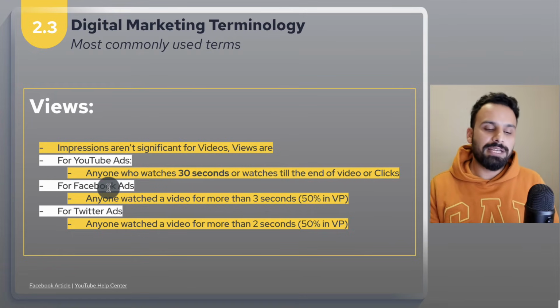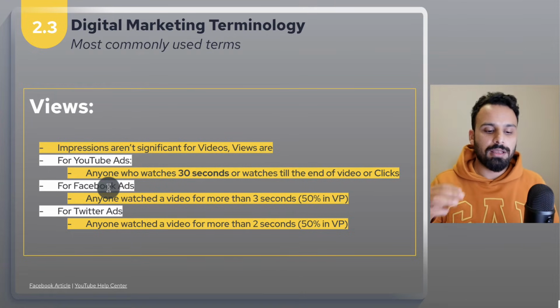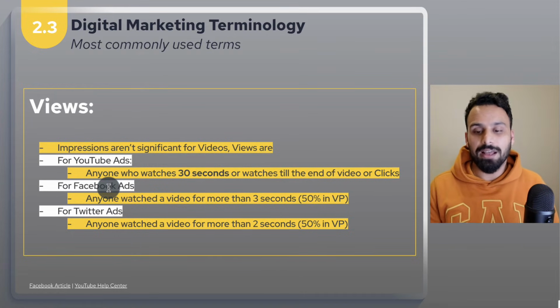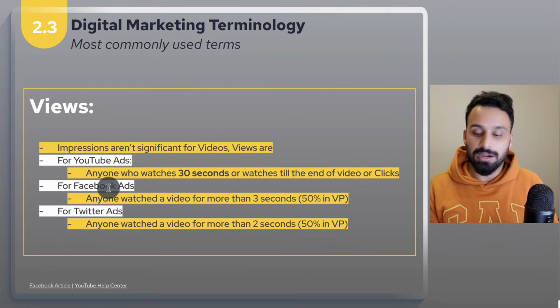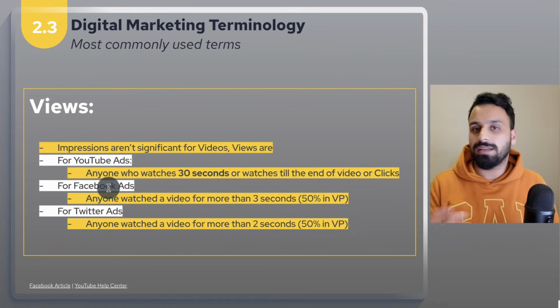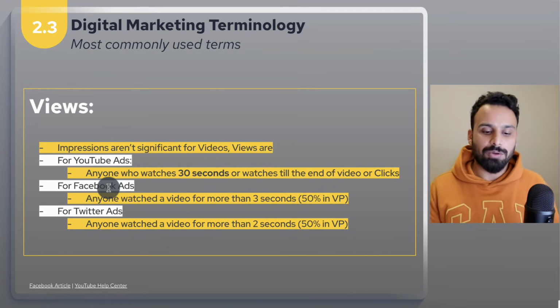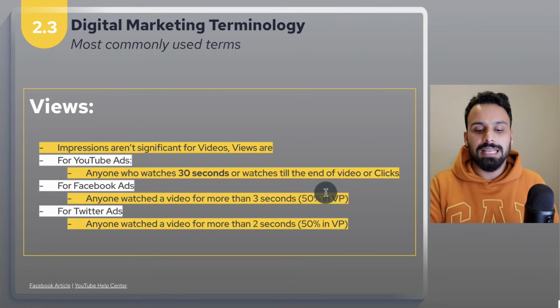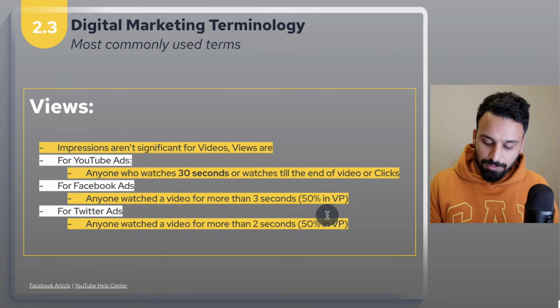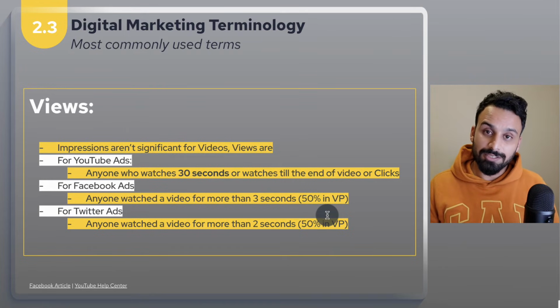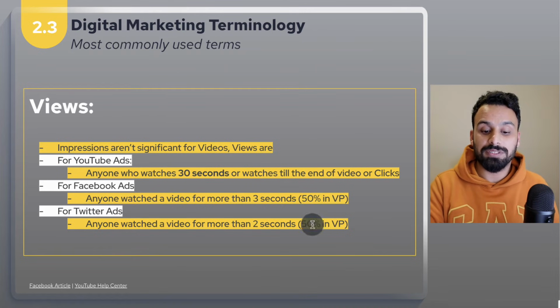The criteria is a bit different for Facebook. For example, Facebook counts a view only after somebody watches the video ad for 3 seconds. For Twitter, it's even smaller. Somebody watching a video for only 2 seconds, it's counted as a view. But the thing is, Facebook and Twitter say that somebody watching your video ad for 3 seconds or 2 seconds, but it should be 50% in viewport.